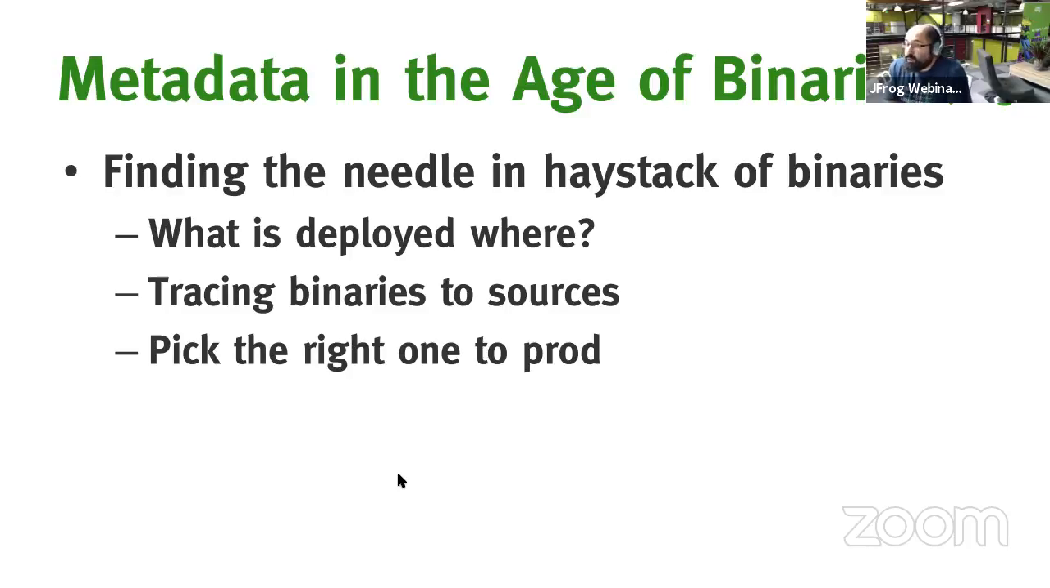We need to pick the right one to go through the pipeline. Of all the binaries that I have, how do I select those that need to be promoted, that need to go from development all the way to production? How do I select that? Those questions are very hard to answer, and for that you have to have this metadata, and you have to have a good way to work with it.